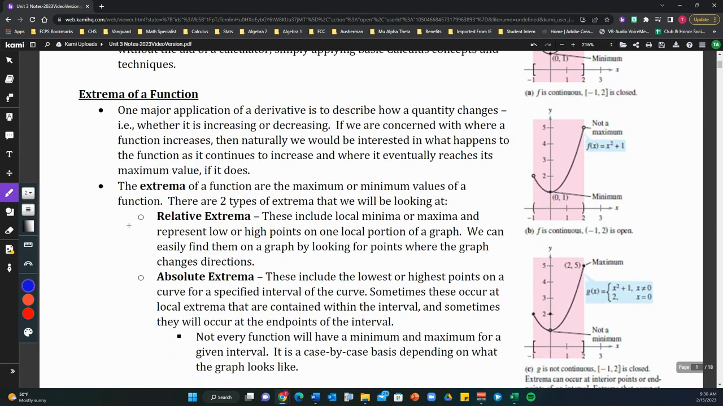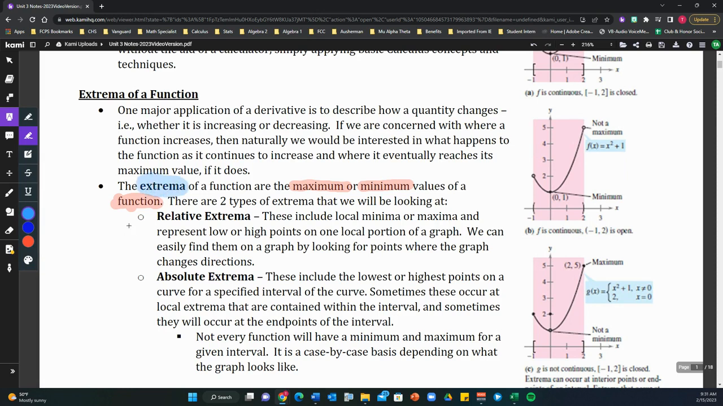So the extrema of a function, this is an all-encompassing term, and it's referring to the maximum or minimum values of a function. But there are two types of extrema that we talk about, and it's really important that you know which one we're referring to, because depending on which type we're looking for, we actually find them in different but kind of similar ways. So it is important that we know exactly what kind of extrema we are talking about.